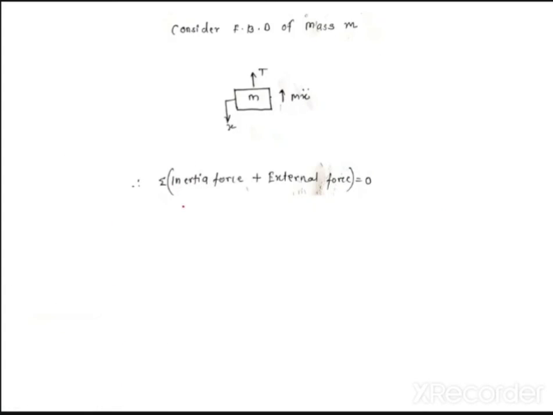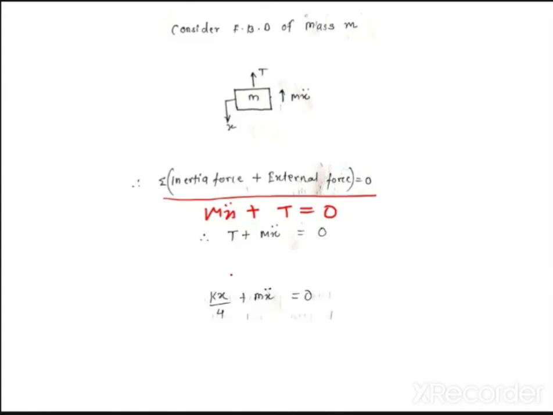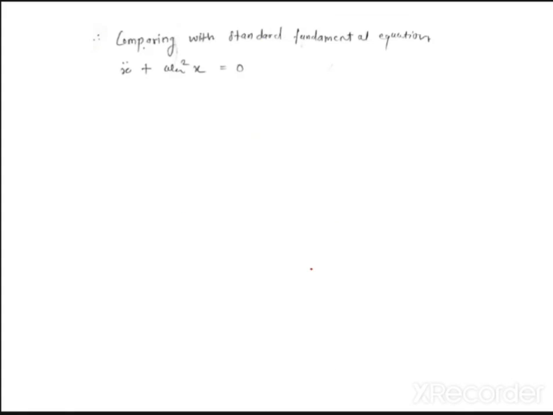So what is D'Alembert's principle? Summation of inertia force plus external force is equal to 0. Inertia force is mx double dot, plus external force T is equal to 0, right? Now T plus mx double dot is equal to 0. What is T? T is equal to kx by 4, plus mx double dot is equal to 0. From this I get x double dot plus k upon 4m x is equal to 0.